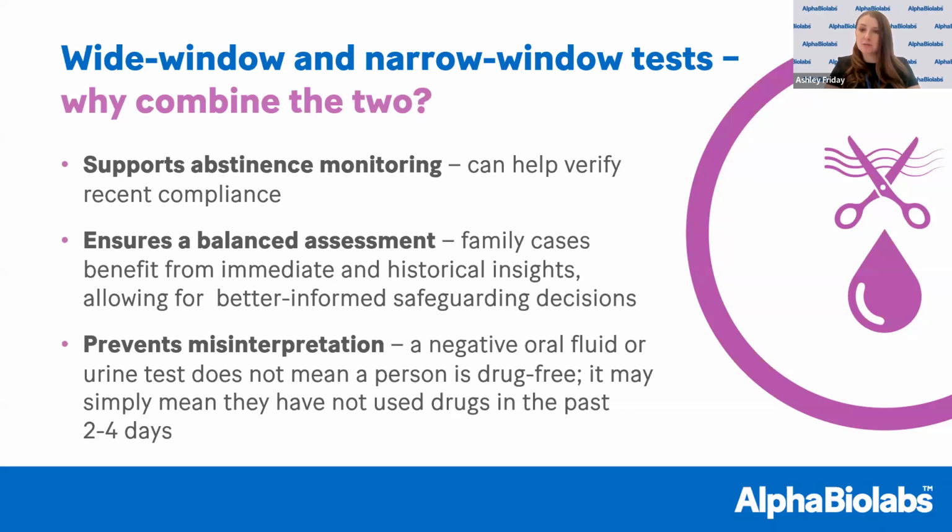So the narrow window of detection helps to bridge that gap between the two somewhat and cover the period that isn't necessarily covered by the hair or the nail testing. So some people do it for that. It also helps with a balanced assessment, including both historical drug use and recent drug use. And it prevents any misinterpretation. So if you did just go for narrow window testing, just because someone is negative for the last 2 to 4 days doesn't give you a bigger picture of what's happened over the last few months. So it helps with any misinterpretation on that as well. So they do complement each other well in the right situations.